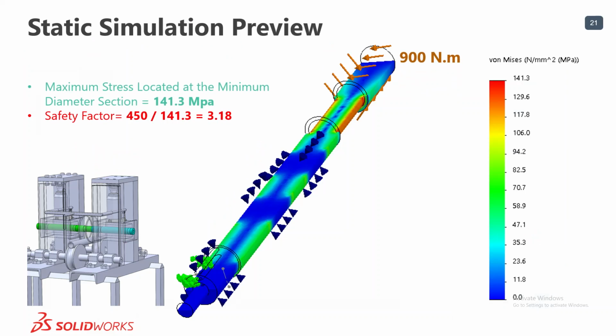Similarly, a torque of 900 Nm is applied to the shaft. This torque is designed to overcome the friction in the rollers and gives sufficient energy to the pipe to overcome the elastic region and initiate roll deformation. The same boundary condition as the previous shaft is applied, with only the force replaced by the torque. It results in even lower stress of 141.3 megapascals, with a safety factor of 3.18 that is relatively more than enough for this kind of use.